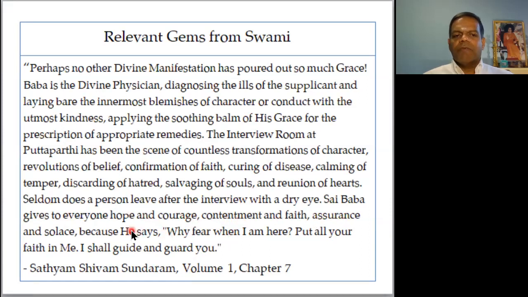Sai Baba gives to everyone hope and courage, contentment and faith, assurance and solace, because he says, "Why fear when I am here? Put all your faith in me. I shall guide and guard you." So I thought about Swami being the Prathamo Daivyo Bishak for us. I thought it would be very fine to read the words of Kasturi about Swami.